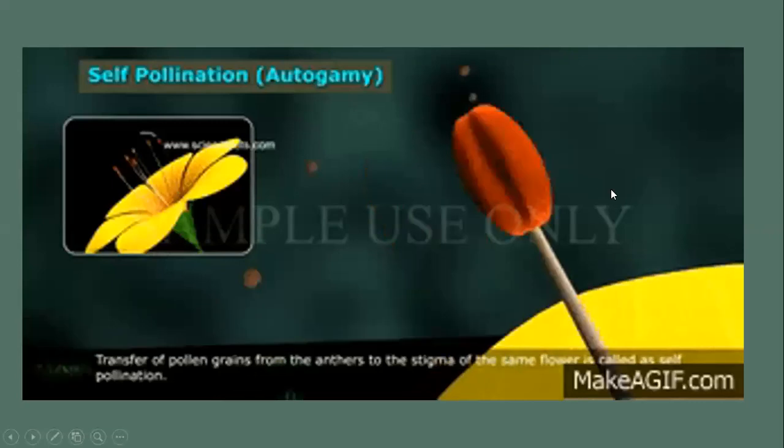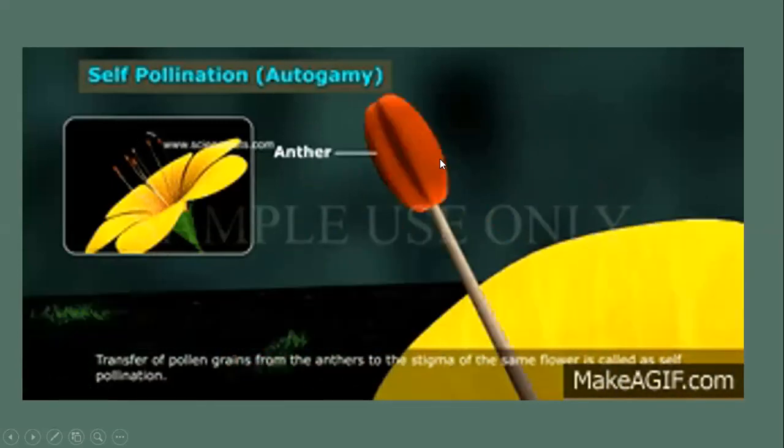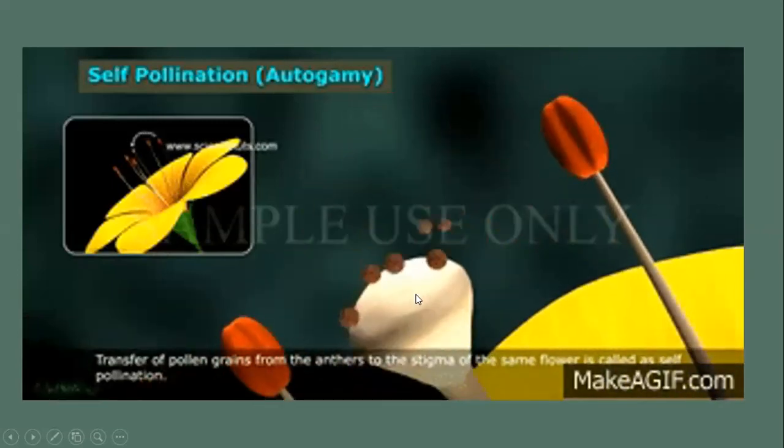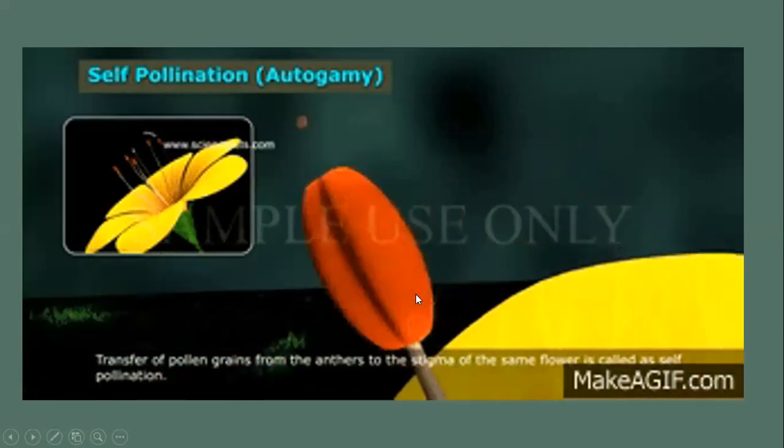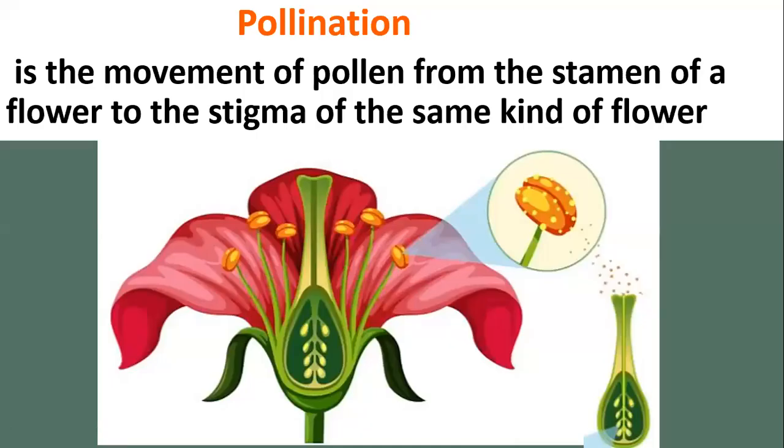The anther is making pollen grains, and then pollen grains are going to the stigma. This is actually called pollination. So pollination is the movement of pollen grains from the stamen or from the anther of a flower to the stigma of the same kind of flower.